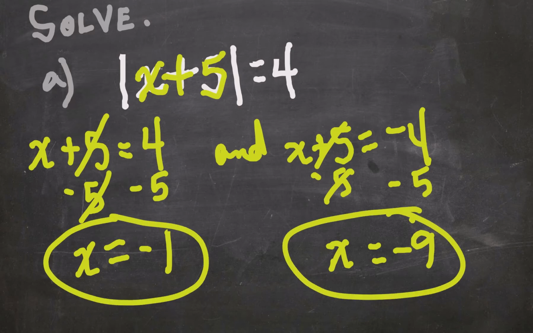Now, when you go to check these solutions, check them individually. So when you're checking negative 1 as a solution, you'll plug in the absolute value of negative 1 plus 5, right? That's the absolute value of 4, and that is 4. Check negative 9 by itself, right? Negative 9, plug it into the x, is what? Negative 4. So the absolute value of negative 4 is 4, and it checks out. Yay! So let's check out another problem.